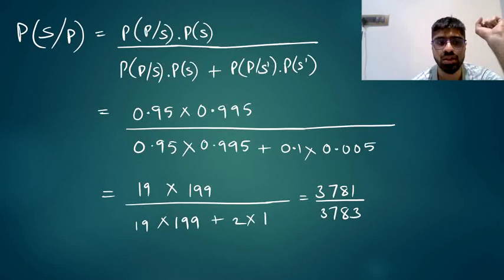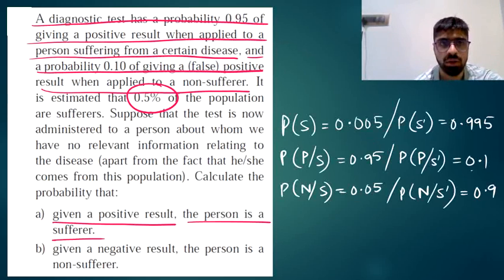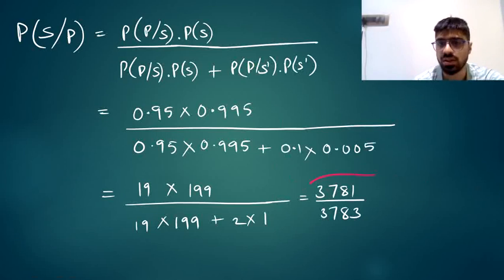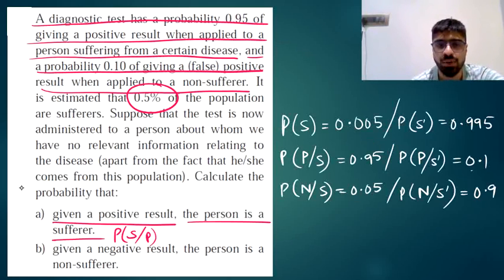Okay, so that's the answer for your first question, that P of S given P, that is the probability of the person being a sufferer given a positive result. That's almost 100% probability, because this number will be something like 0.99 something. So 3781 upon 3783 is the final answer for part A.